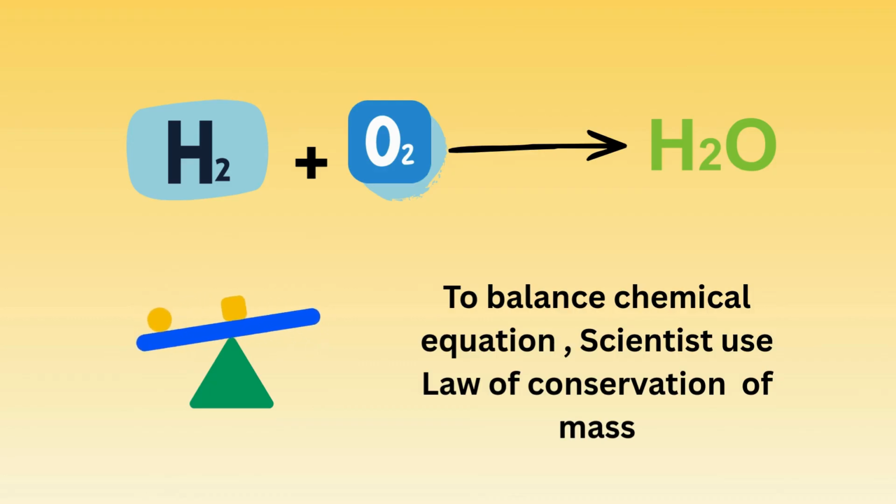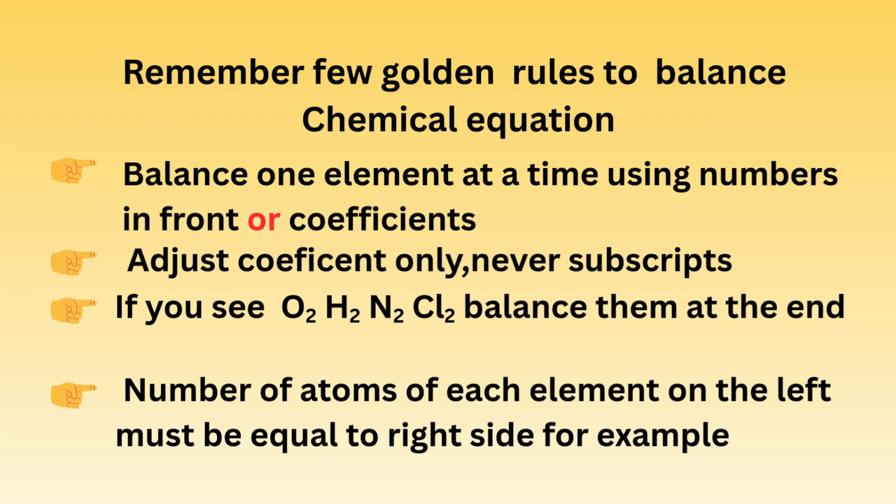To balance a chemical equation, scientists use the law of conservation of mass. Remember a few golden rules to balance chemical equations. Balance one element at a time. Adjust coefficients only, never subscripts. If you see O2, H2, balance them at the end.